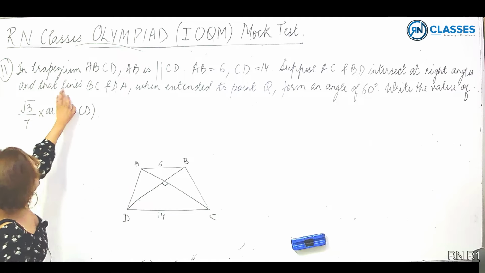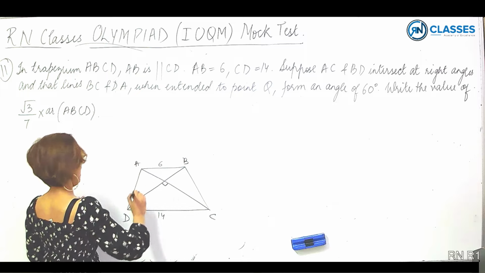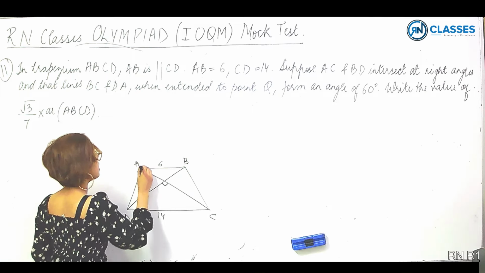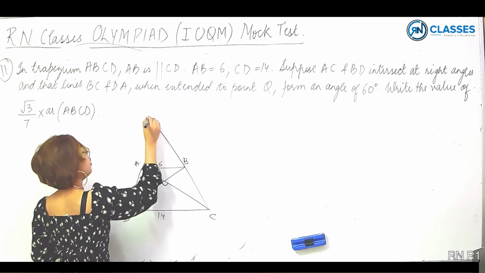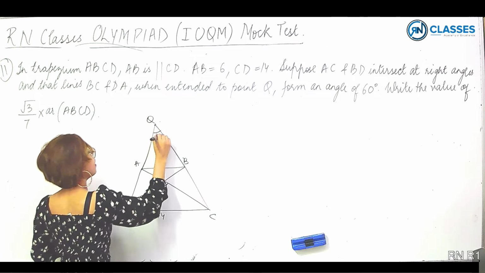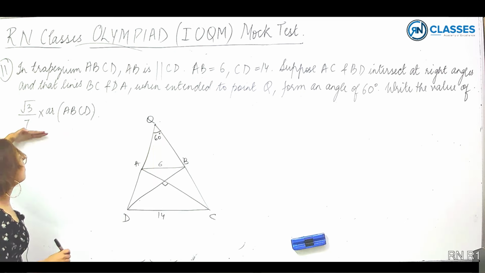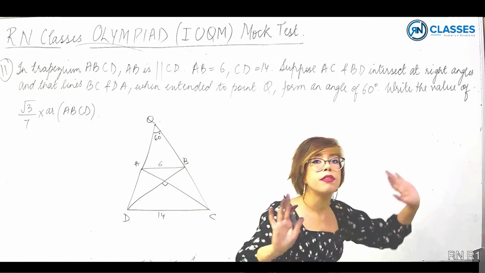Cool. And that line BC and DA, when extended to point Q, form an angle of 60 degrees. Okay. This is Q and this angle is 60 degrees. Right? Write the value of root 3 into 7 into area of trapezium ABCD. Basically, I need to find the area of trapezium.